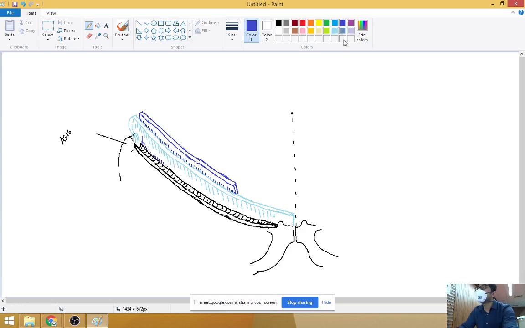What is the next muscle? The transversus abdominis. So I'll try to draw. Now the transversus, you see, it comes from the lateral third, but it doesn't come much over here. So it comes like this.